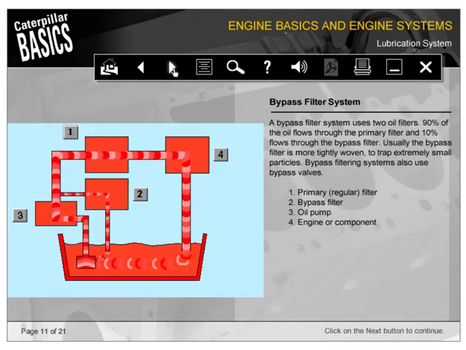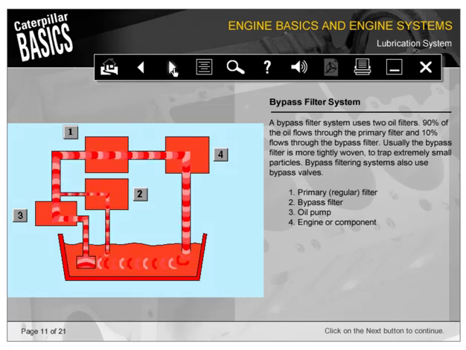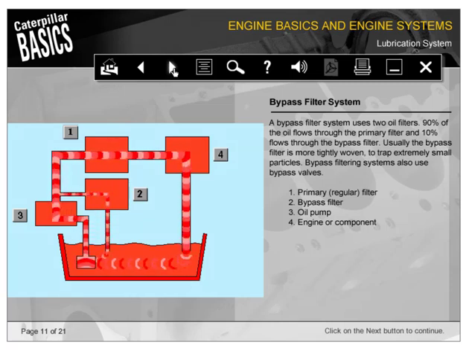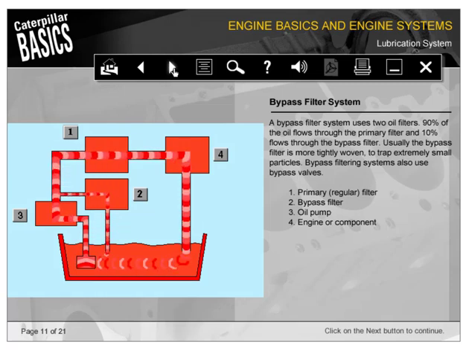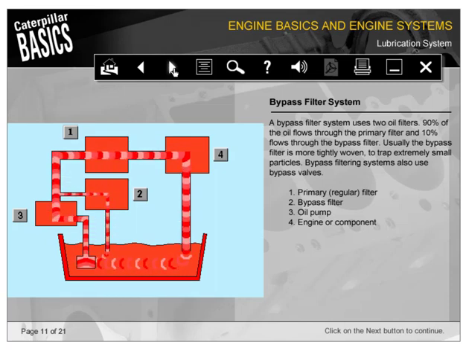A bypass filter system uses 2 oil filters. 90% of the oil flows through the primary filter, shown here as number 1, and 10% flows through the bypass filter, number 2. Usually the bypass filter is more tightly woven to trap extremely small particles. Bypass filtering systems also use bypass valves.